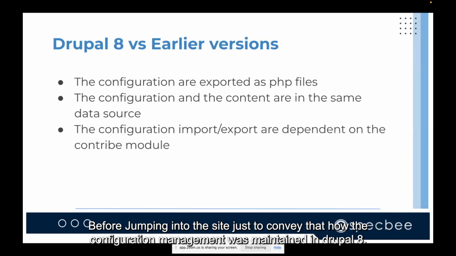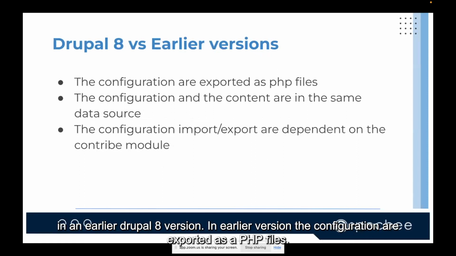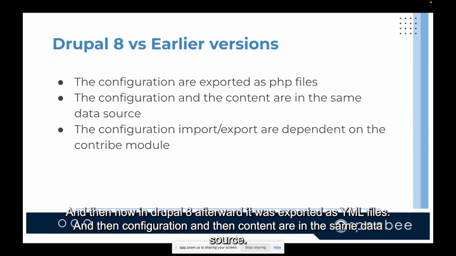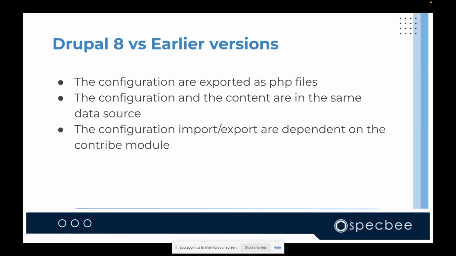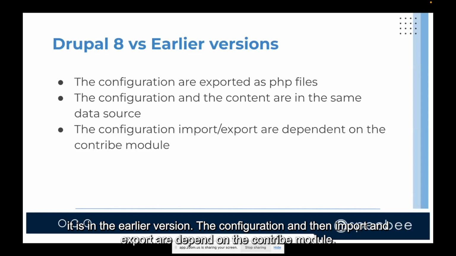Before jumping into the site, I just want to convey how configuration management was maintained in earlier Drupal versions. In the earlier version, configuration was exported as PHP files. Then from Drupal 8 onward, it was exported as YML files. In the earlier version, configuration and content were in the same data source, and configuration import and export were dependent on a contrib module.